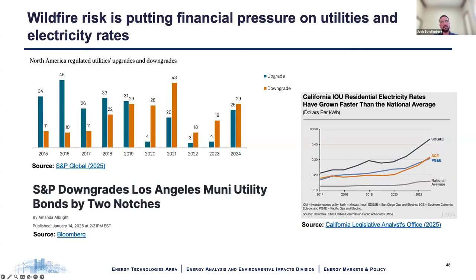Finally, with respect to wildfire, I can't go without talking about the risk. It's putting financial pressure on utilities and electricity rates. Many utilities are getting downgraded. Even municipal utilities might get downgraded by their creditors. But then you also see the impact on electricity rates from the California Legislative Analyst's Office here. And so cost-effective investment is just a major theme.